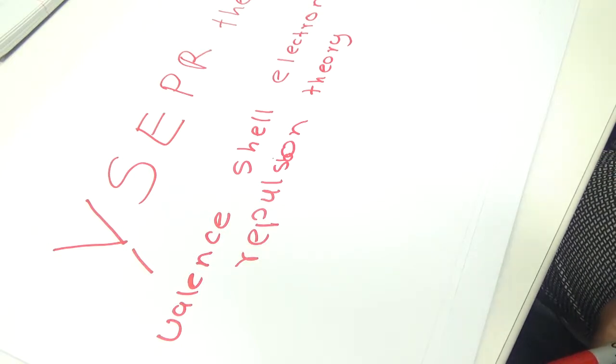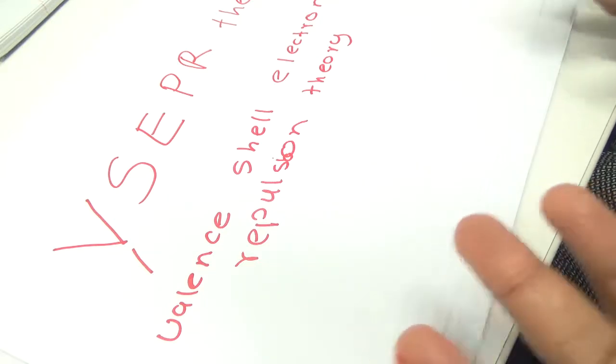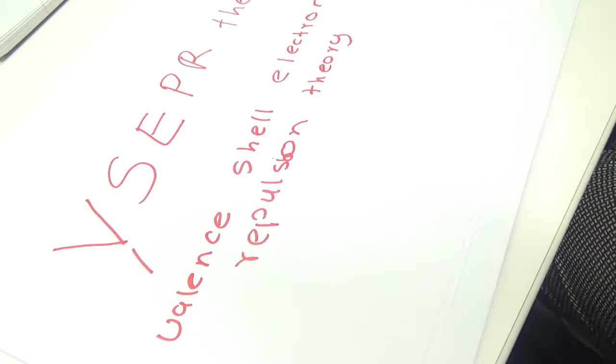It is named that because of electron repulsion. So the electrons try to minimize their repulsion, so they try to be as far apart as possible. When they become as far apart as possible, they give characteristic shapes.